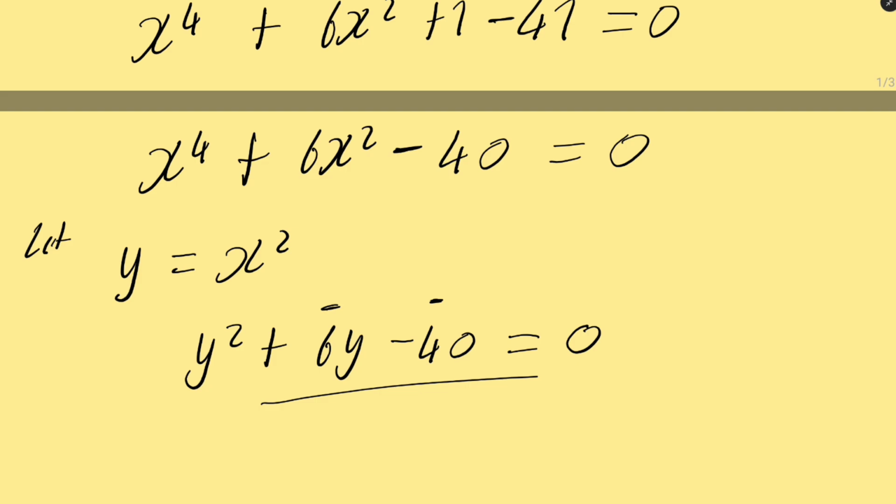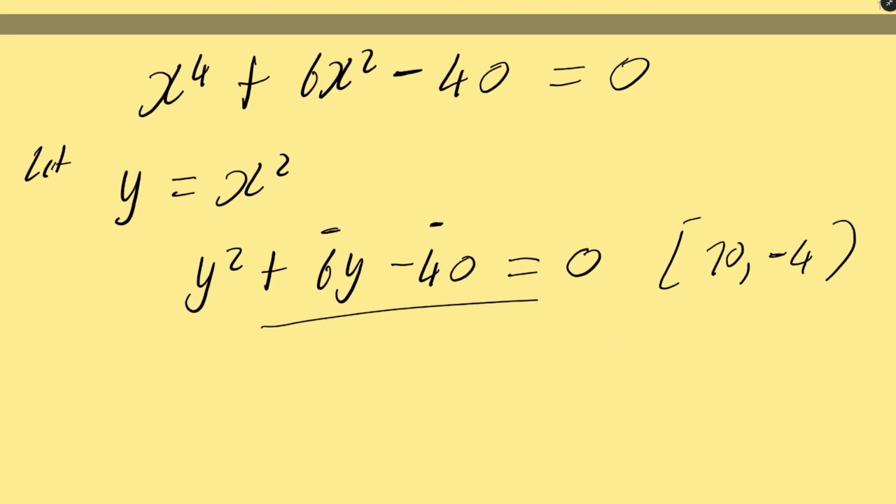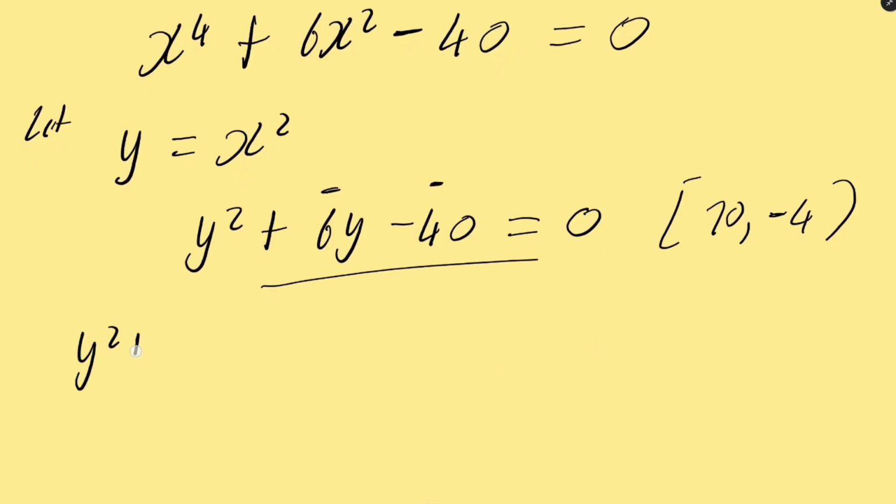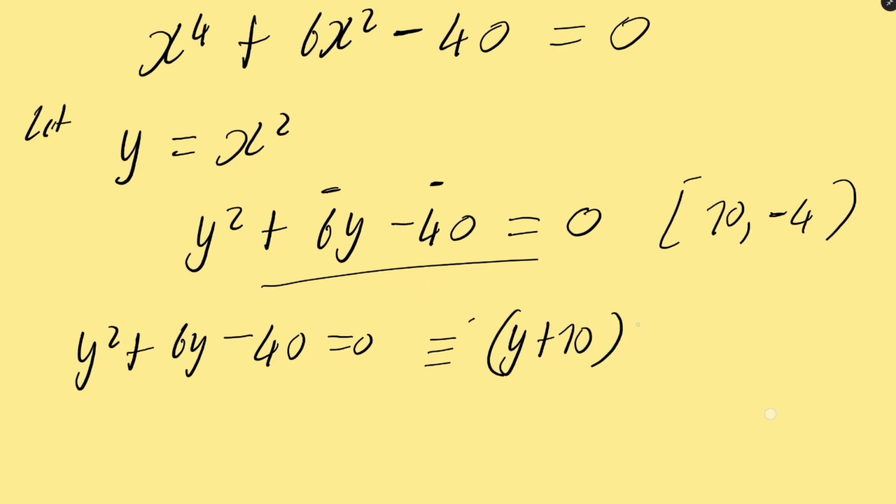Now if we look at these two numbers, what comes to mind? We see that these two numbers are 10 and negative 4. Because if we multiply 10 times negative 4 gives us negative 40, and 10 plus negative 4 gives us positive 6. So here we can basically expand now. This is our equation: y squared plus 6y minus 40 equal to 0 will become y plus 10 times y minus 4 equal to 0.